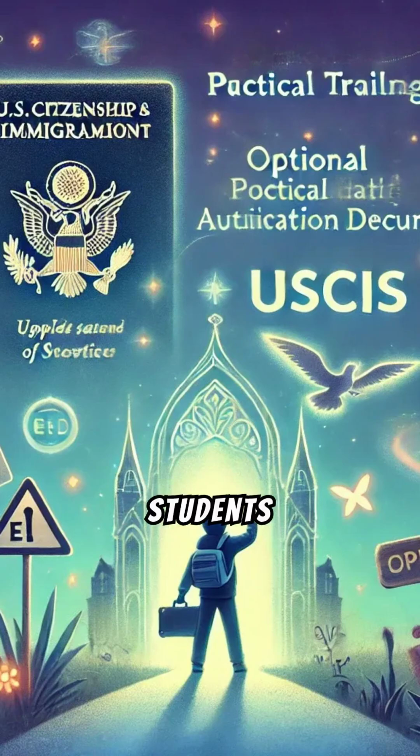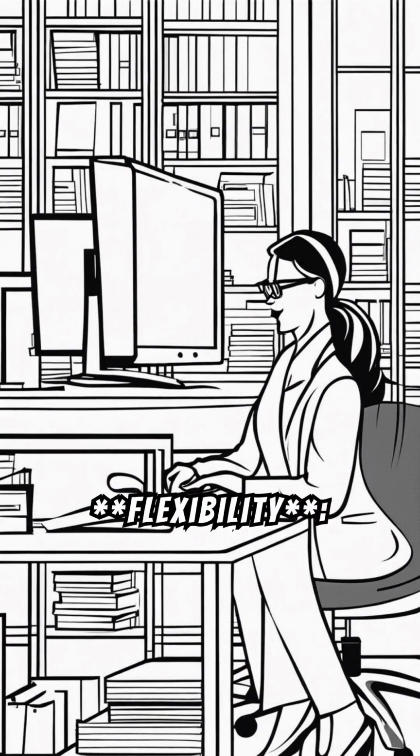Application process: students must apply for OPT with U.S. Citizenship and Immigration Services, USCIS, and receive an Employment Authorization Document, EAD. Flexibility: employment can be anywhere in the U.S.